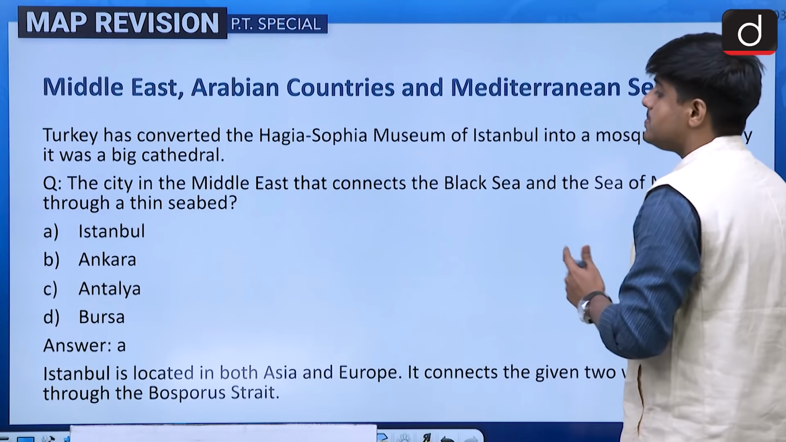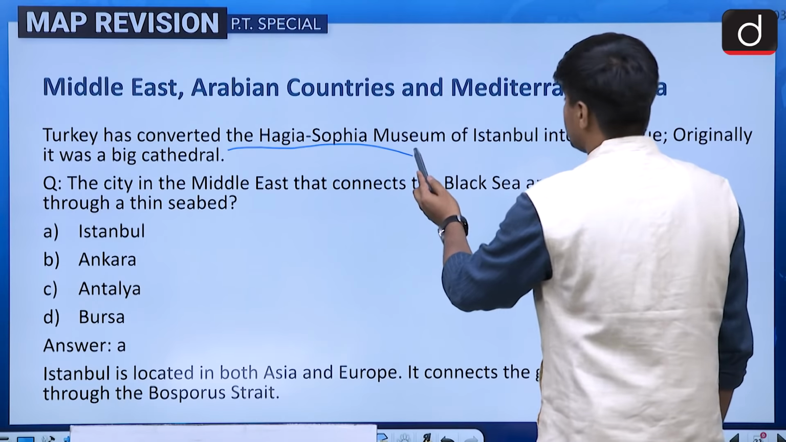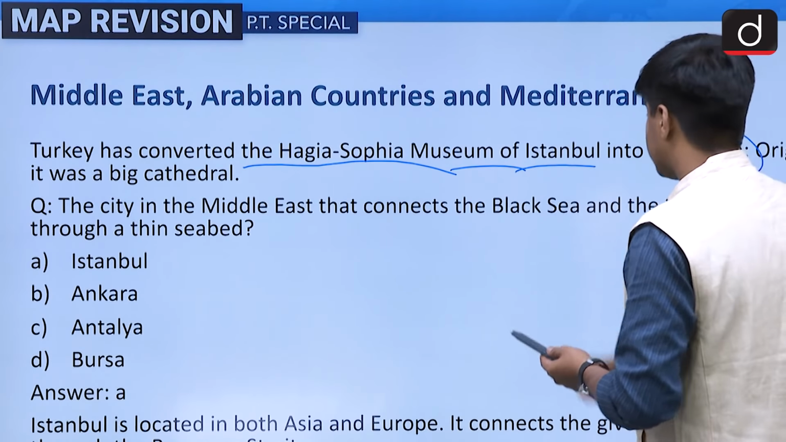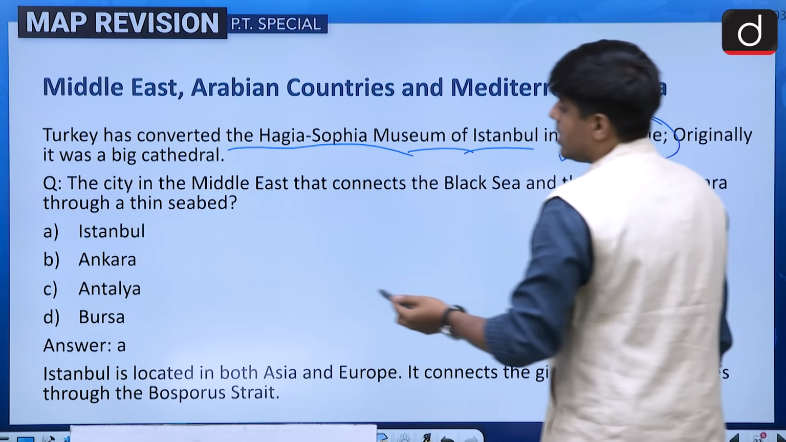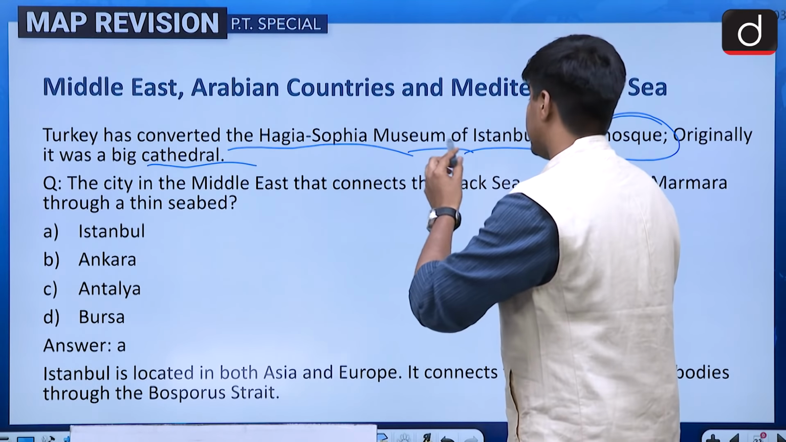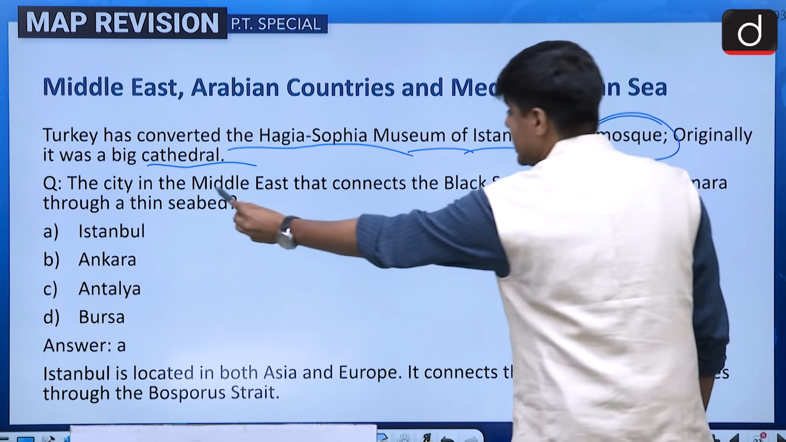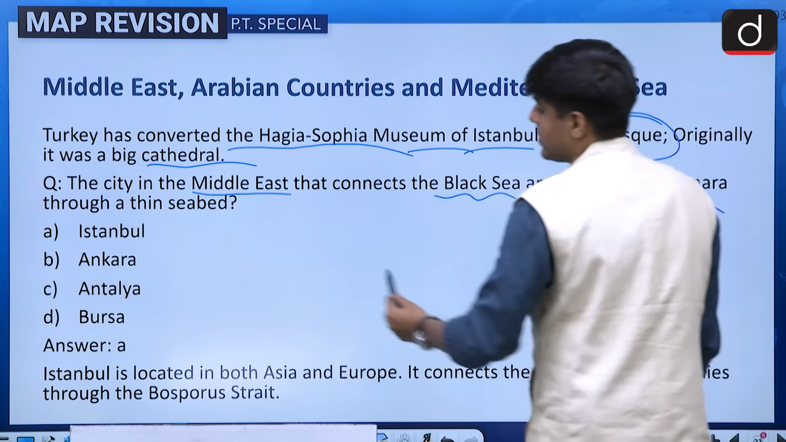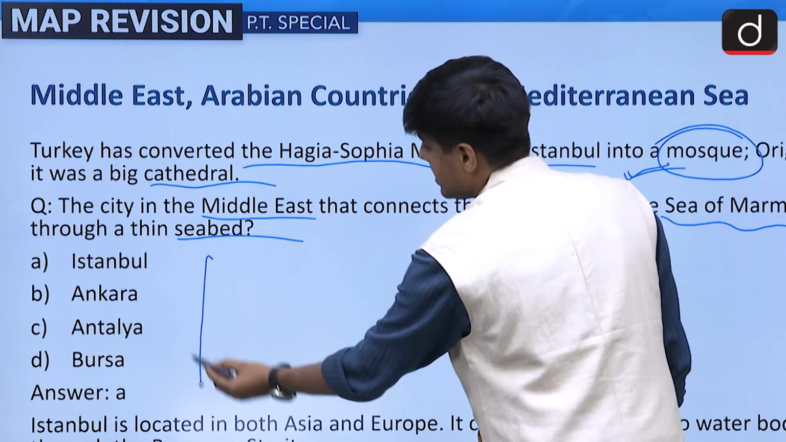Moving on further. Now Turkey recently converted Hagia Sophia Museum of Istanbul into a mosque. This museum has had a contentious history, and recently Turkey converted it back to a mosque. It was originally a big cathedral, then converted into a mosque, then into a museum, and then again converted into a mosque. So the city in Middle East that connects the Black Sea and the Sea of Marmara through a thin seabed, which is the city? The answer here is Istanbul.